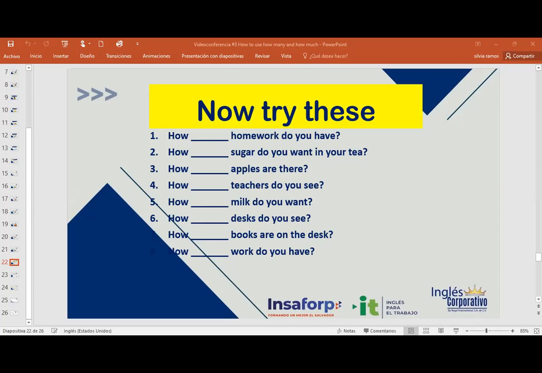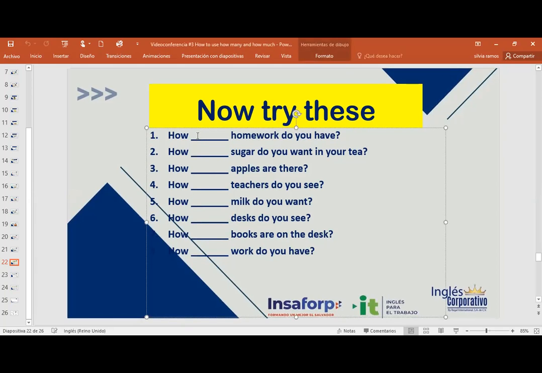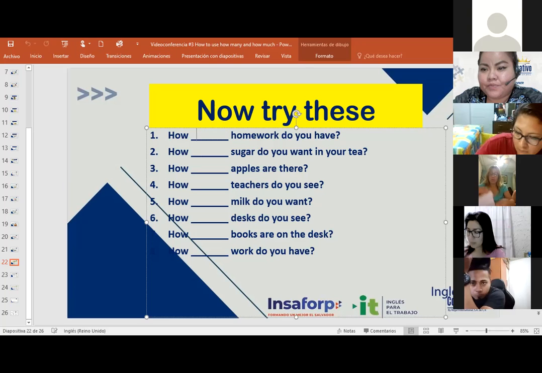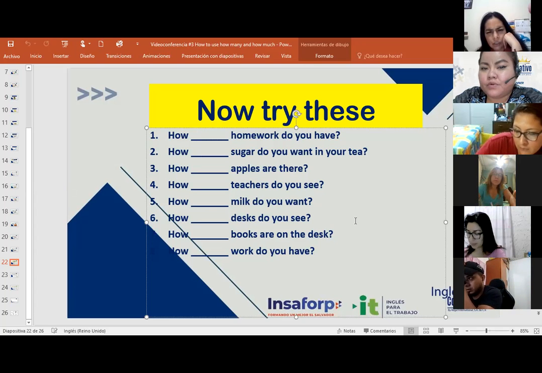Miss, excuse me, could you repeat the exercise? Yes. What do we have to do? You are going to put here, for example, in number one, you are going to decide if you're going to use much or many. For example, can you say, how many homework do you have? Or how much homework do you have? Which is correct? But we're working in what page? No, in the exercise on the screen.